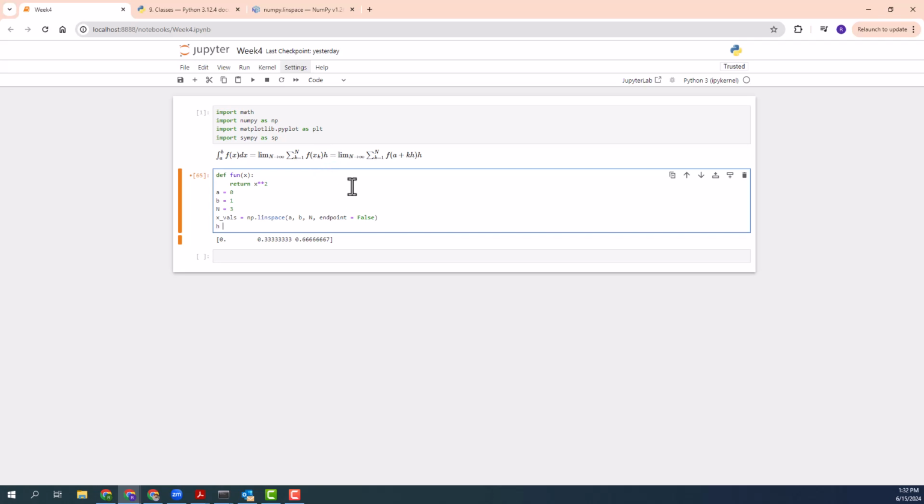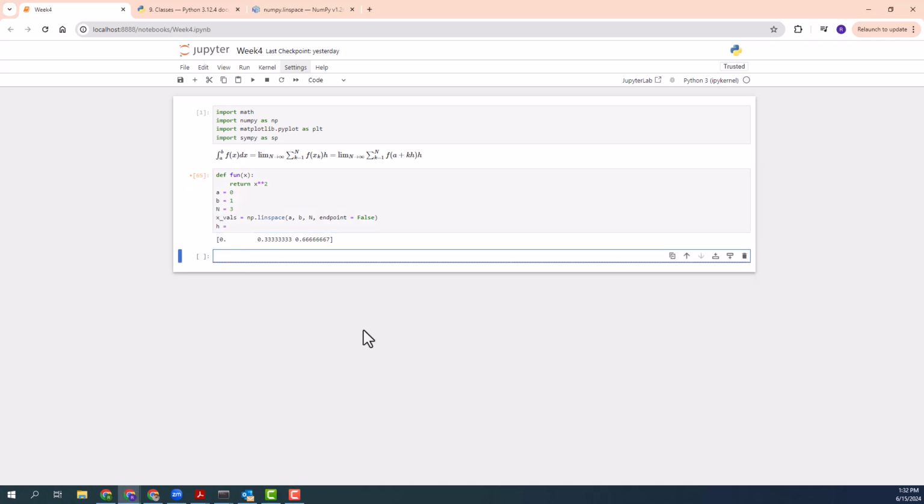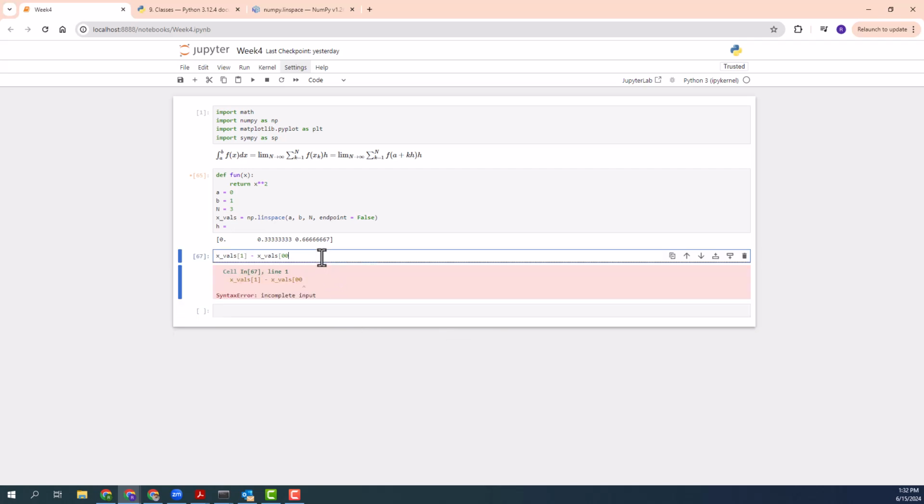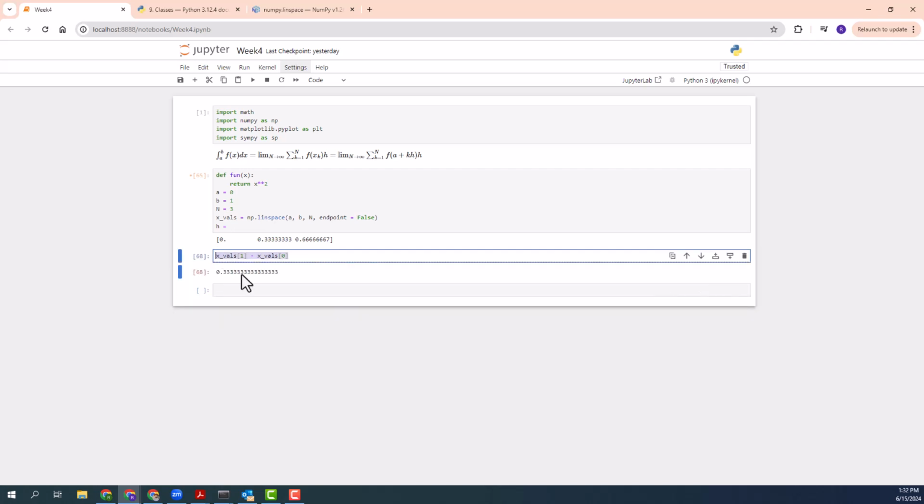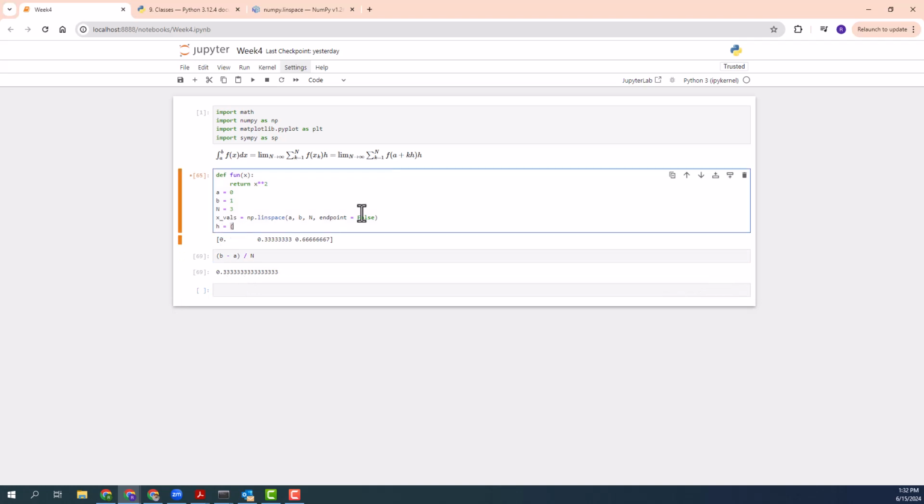So now h is going to be equal to something. There's a number of ways we could do this. One way would be to do x_vals of 1 minus x_vals of 0, and we're going to get 1/3. But really I think the best way to think about this is b minus a over n, and we're going to get 1/3 that way. So this is b minus a over n.